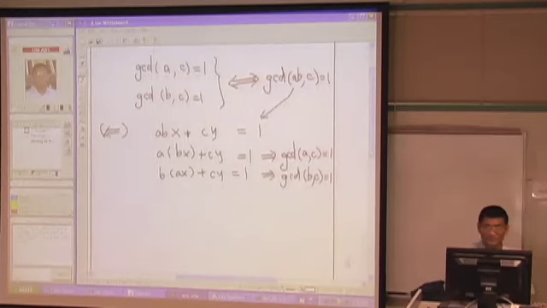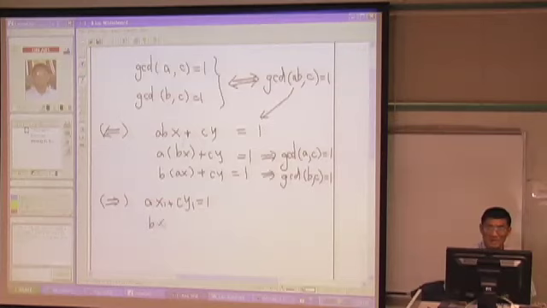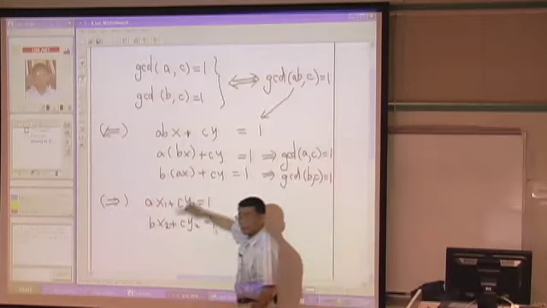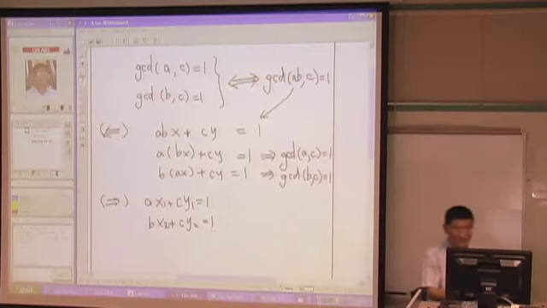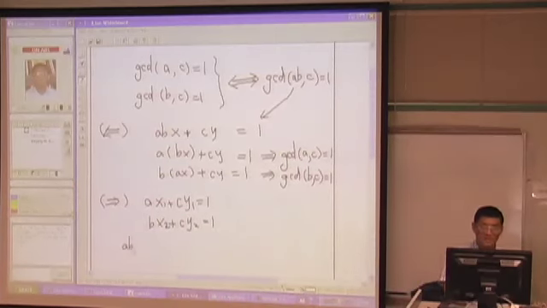The other direction. Because of this, AX1 plus CY1 equals 1. Because of this, BX2 plus CY2 equals 1. Then multiply both sides. You may remember this now, right? Then AB, X1, X2, and then, as you can see, all other things.